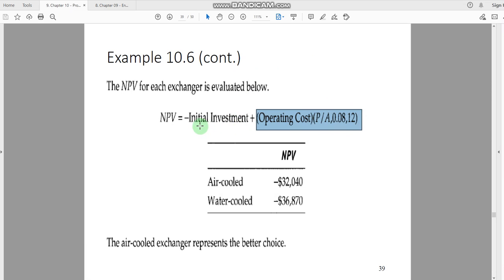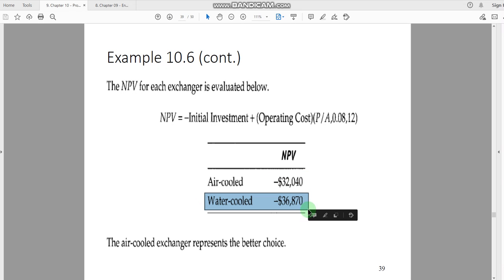Okay, so we can add this one, minus 23,000, minus whatever the factor or the present value that we get here, that will give you the value for the air cooled heat exchanger, that will come out to be minus 32,040. The same way we have to do the analysis for the water cooled heat exchanger.